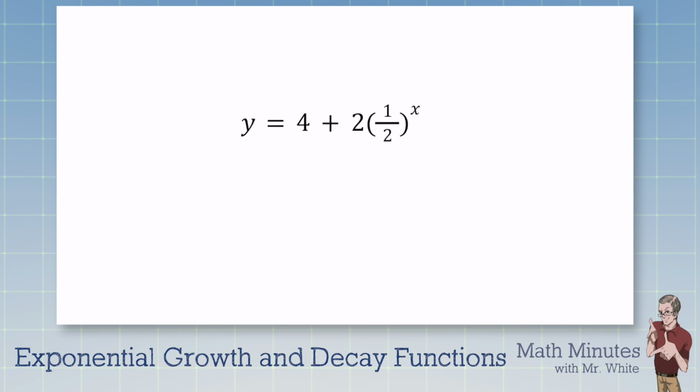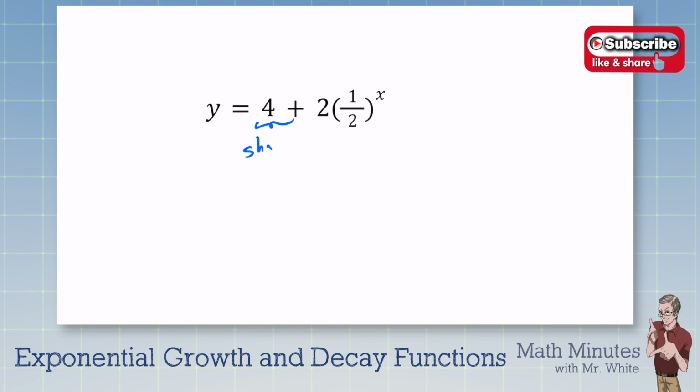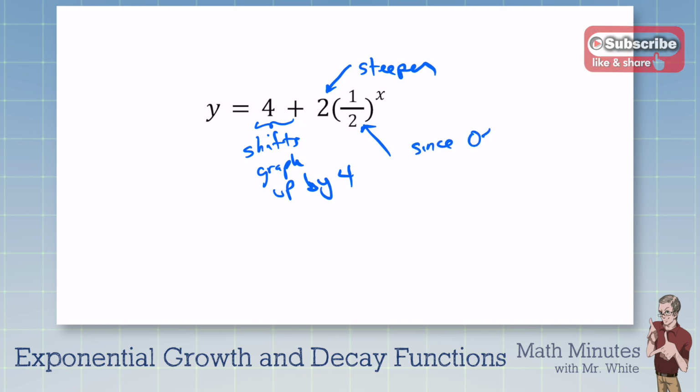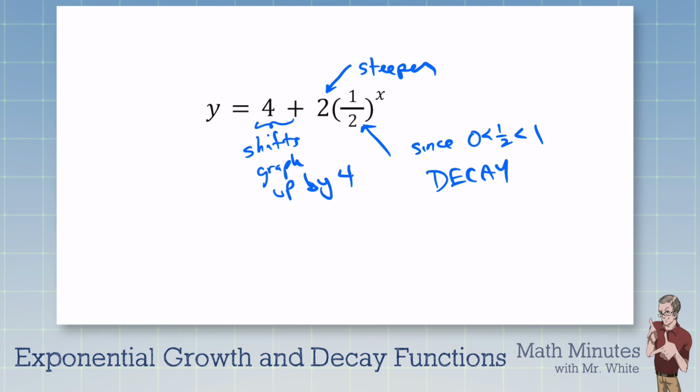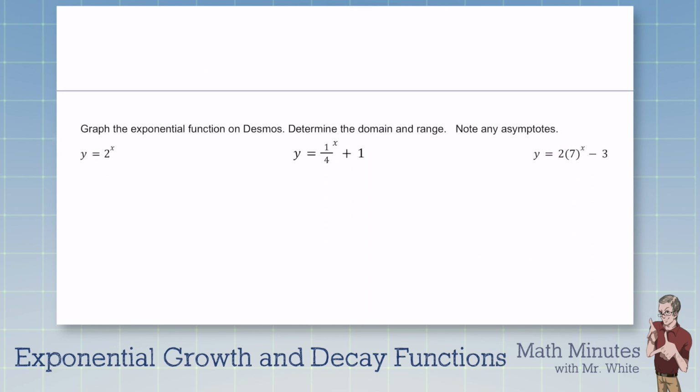Over here to the right, boy, this looks like a mess, doesn't it? Let's go through our checklist. Is the variable in the exponent? Yes, it is. Is it a numerical base? Yes, this right here is the numerical base. And then there's some other stuff in the problem, and all these things do is move the graph around. So this 4 actually shifts the graph up by 4. This makes it steeper, okay? And then the fact that this is a fraction, you remember what I said before? When the base is a fraction between 0 and 1, this is a decay problem. So if we were to graph this, it would be sloping downward like this. Okay, decay looks like this. So we'll figure out the exact graph here in a moment.